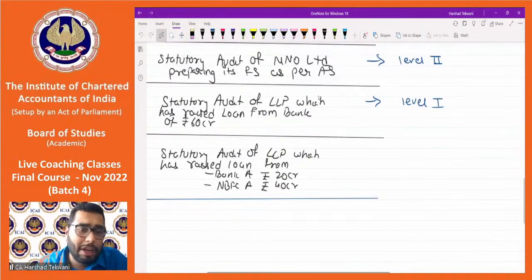So you tell me whether it will be level 2 or level 1. Simple. So okay. Good.